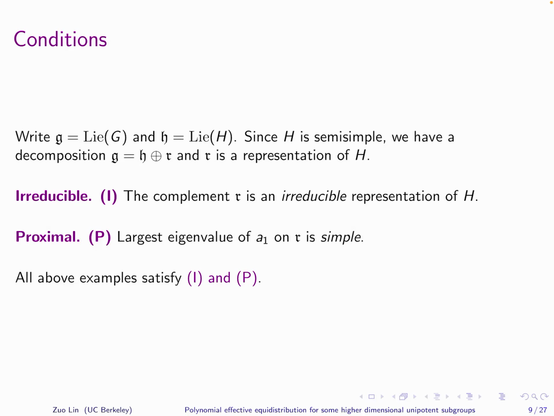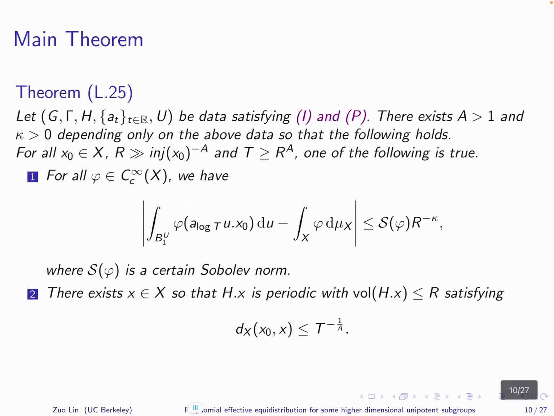Okay, so now let me introduce the main theorem. Let's assume that the data G, gamma, H, A_t, and the corresponding unipotent subgroup U satisfy irreducible and proximal. Then there exists a positive integer a bigger than 1 and kappa bigger than 0, depending only on the previous data, so that the following holds.